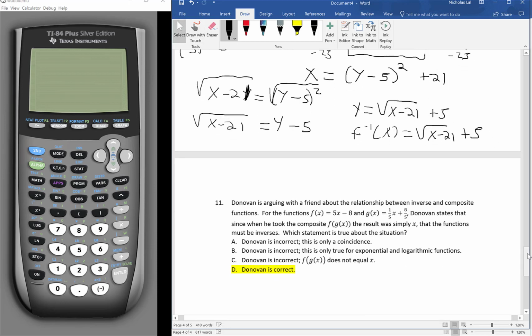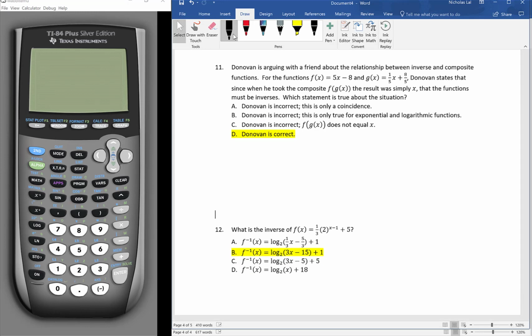Problem 11. Donovan is arguing with a friend about the relationship between inverse and composite functions. For the functions f of x is equal to 5x minus 8 and g of x equals 1/5 x plus 8/5, Donovan states that since he took the composite, f of g of x, the result was simply x, and that the functions must be inverses. Which statement is true about the situation? Donovan is correct. If you take the composition of two functions and the output is x, the functions are inverses.